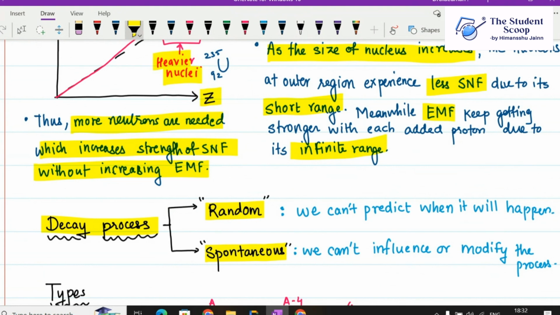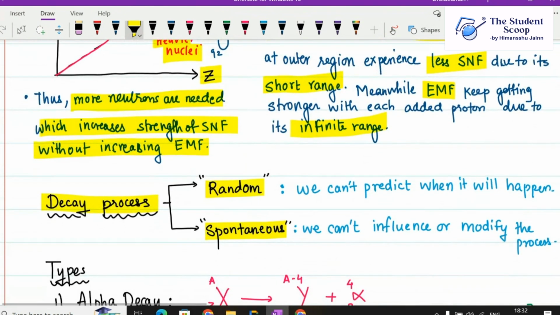And if it is decaying, can we make it decay faster? Can we make it decay slower? Or can we change whether it is going from alpha decay to beta decay? We can't change its path. We can't modify that process. That's the spontaneity, because we can't influence it by any external means. So whatever actions you take, you can't change its decay constant, you can't change its half-life or anything. That is basically the random and spontaneous nature of the decay process that we need to know.